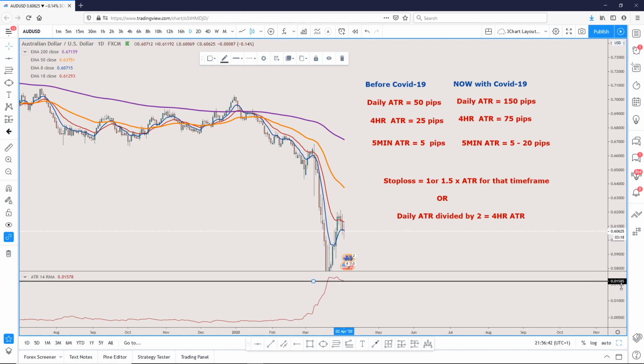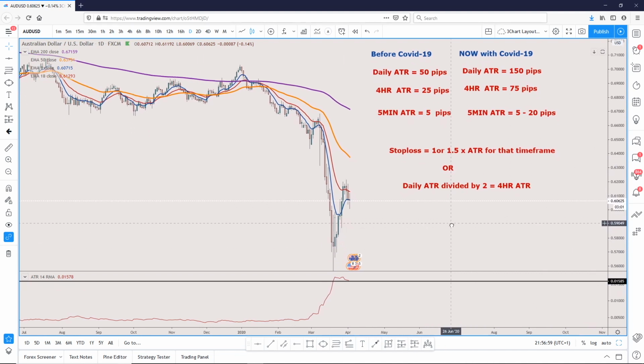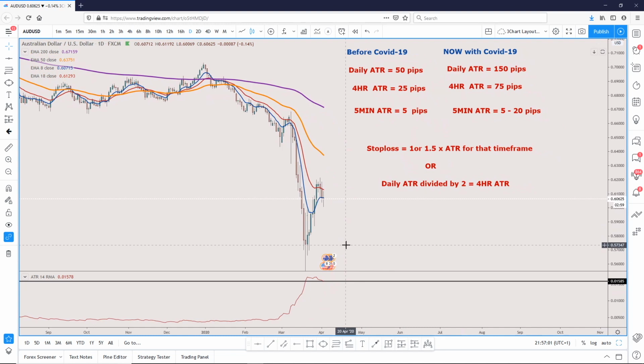So if you were trading on the daily time frame and you saw an opportunity, if you follow this rule, your stop loss should be 1 or 1.5 times ATR, which is pretty large. But that's what swing trading is. Swing trading is, this right here, this could have been a swing trade.